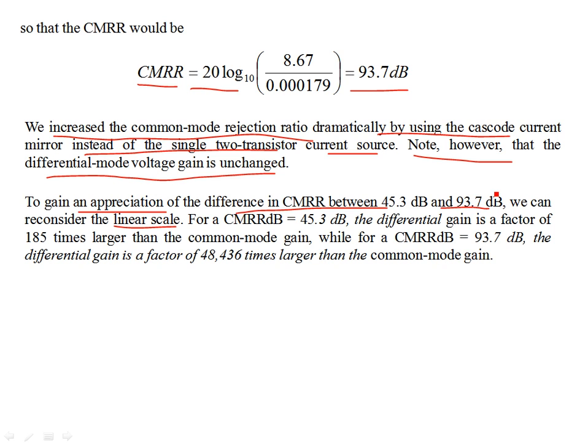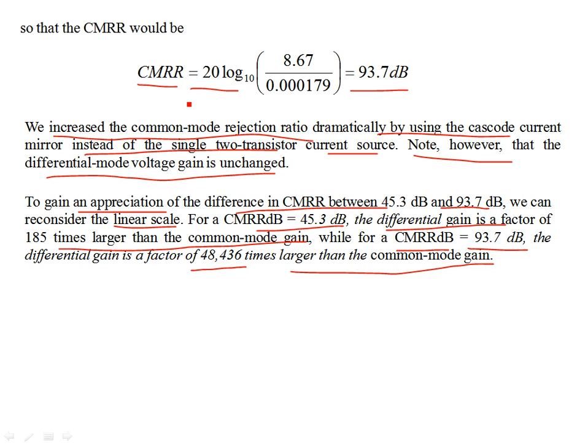So to gain an appreciation of the difference in CMRR between 45.3 dB and 93.7 dB, we can consider the linear scale. If you take the antilog of that, you'll find out that 45.3 dB means the differential gain is a factor of 185 times larger than the common mode gain, while CMRR of 93.7 dB is 48,000 times larger than the common mode gain. So there's a huge difference between 93.7 and 45.3. Once it rose to 93.7 on the linear scale, it means 48,000 times the differential gain. The differential gain is a factor of 48,000 times larger than the common mode gain. So it is so much larger.